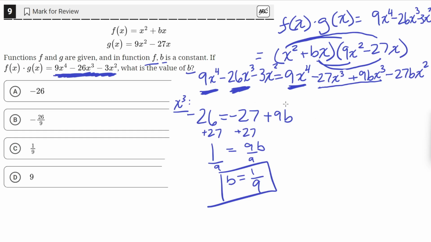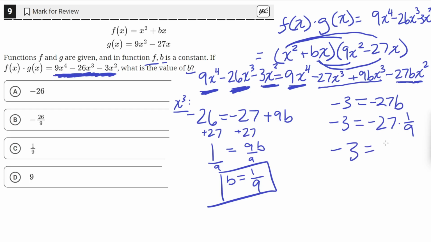And we can check using the x squared term. So here we have negative 3x squared. And on the right-hand side, the x squared term has a coefficient of negative 27b. So that means we know that negative 3 equals negative 27b. And if we plug in 1/9, we get negative 3 equals negative 27 times 1/9. Well, 27 divided by 9, that's just equal to 3, and the negative sign here. So that means both sides of the equation are true. So yes, b is equal to 1/9.